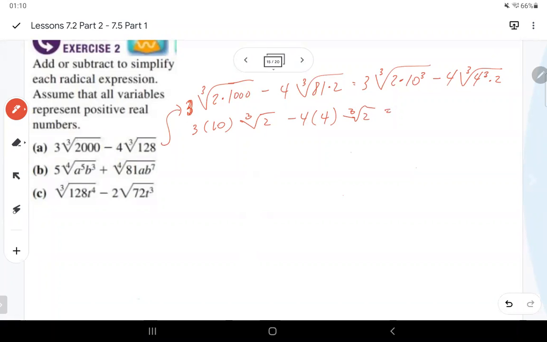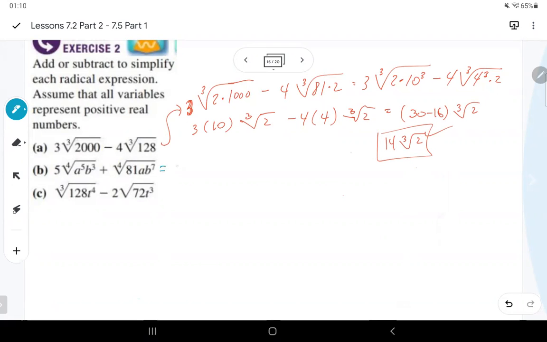The roots match, so we're gonna bring these to be 30 minus 16 cubed root of 2. So we get 14 cubed root of 2 as our answer here. Okay. And next for B.